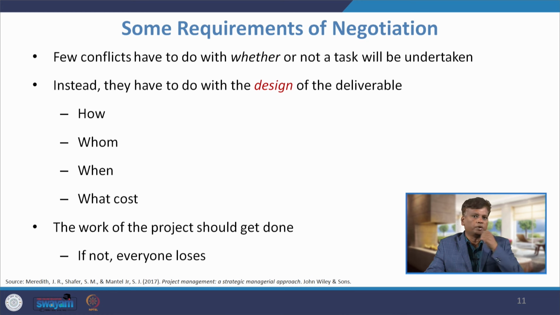So, the ultimate aim of the organization is that the project has to be done, the project has to be completed. Everybody should feel that the project is the ultimate purpose. If they understand that the completion of the project is more important, otherwise it is a loss for everyone, then there won't be much conflict.